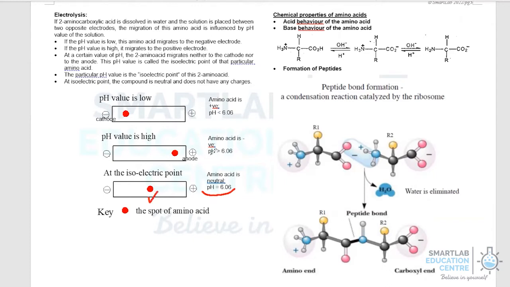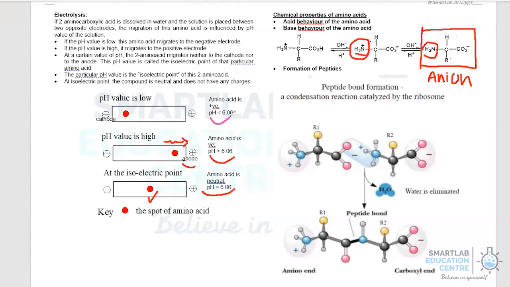However, if you put them in a solution where the pH is more than the pH of the isoelectric point, the NH3+ group in the amino acid will be neutralized to form NH2. Therefore, the form of the amino acid will be negatively charged. Therefore, it is an anion. So during electrolysis, the anion will move towards the positively charged plate, which is the anode.